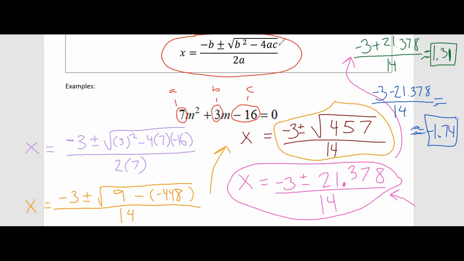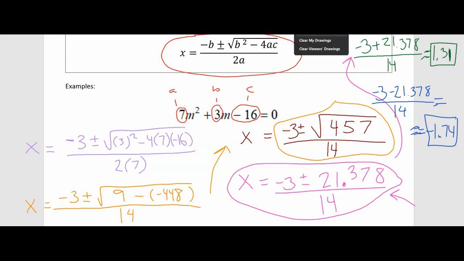You can either keep the square root when you punch it into your calculator, or you can make it a decimal before you punch it into your calculator. It's not going to make too much of a difference. Your answer will be slightly more precise if you punch in what I've circled in orange than if you punch in what I circled in pink. Because in the pink, we've already rounded. In the orange, we've left it as an exact square root.